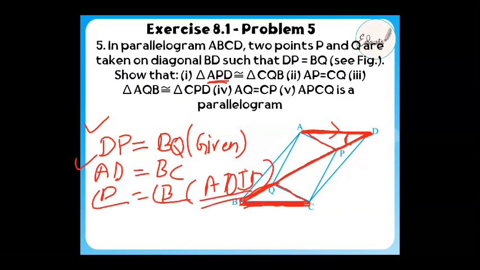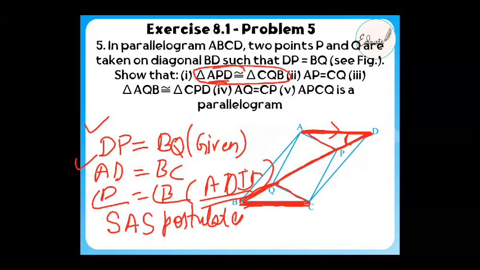After proving these alternate angles, which postulate did we apply here, beta? Two sides, right? Yes. Two sides and one angle. So using the SAS postulate, the first thing is proven. Okay. We have proved the first thing: APD is congruent to CQB. Done. What is the next?